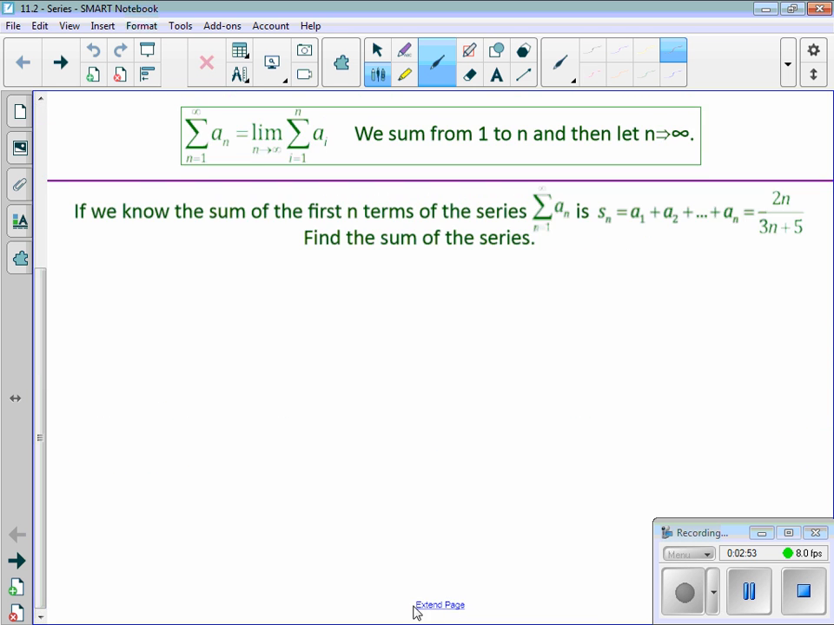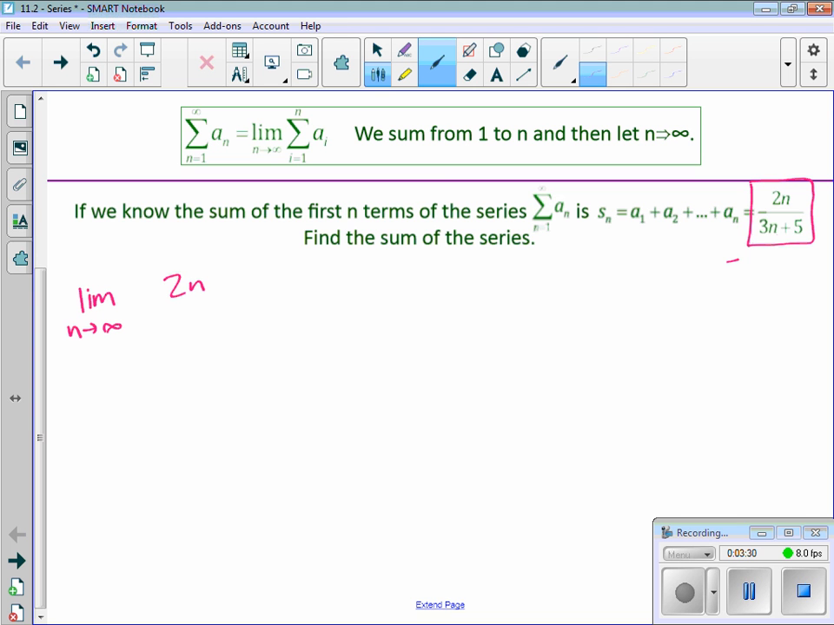All right, so problem here. We know the sum of the first n terms of this series is this. So this is our first n terms, and it says it's going on forever. What we're going to do is replace this forever with what? An n. We're going to replace that with an n, and then take the limit as n goes to infinity. So we're really just taking this piece here and taking the limit as n goes to infinity. That's what we're going to write here.